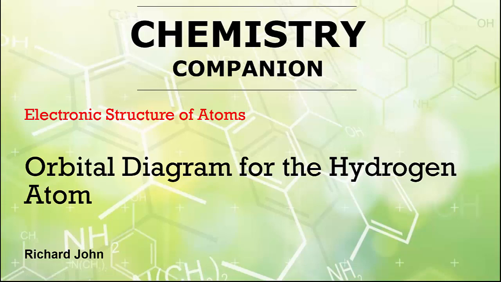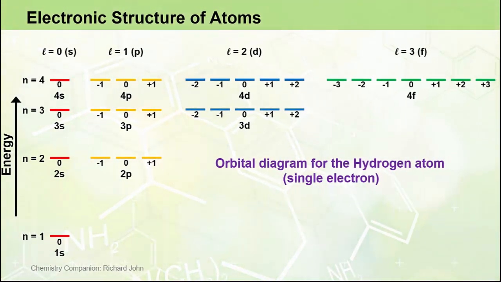In this video, we continue our investigation of the structure of electron clouds by looking more closely at orbital diagrams, and in particular the orbital diagram for the simplest atom, hydrogen, which contains just a single electron in its electron cloud. This is the orbital energy diagram for the hydrogen atom that we were introduced to in the previous video.